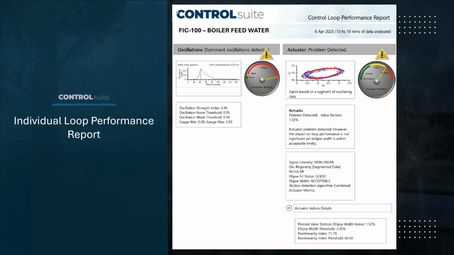The third page of the individual loop performance report shows the last 2 of the 4 gauges, giving you the ability to see oscillations and actuator issues. Oscillation detection shows you the oscillations that are present for the loop, the strength of the oscillation, and the threshold for the oscillation limit. For actuators, you can tell if there's an issue with the actuator. The graph compares the process variable versus its output. If the loop is functioning well, the graphic should be a diagonal line. If there's an issue with the actuator or the valve, it will look like an ellipse.